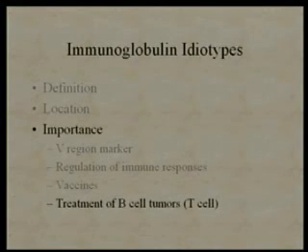Now, we haven't talked a lot about T cells, but I will tell you that the same thing applies to T cells, because T cells also have a receptor for antigen on their surface, and those receptors also express an idiotype, because they have hypervariable regions as well. So there's no reason that you couldn't produce an anti-idiotype antibody against the T cell idiotypes and use those for the treatment of T cell tumors as well.